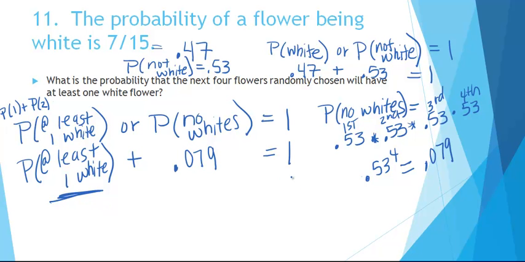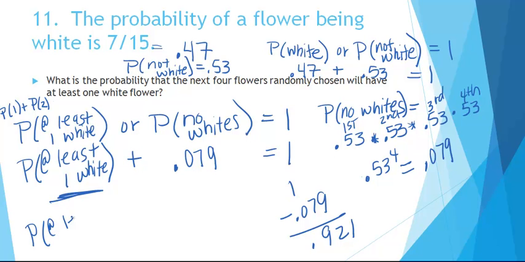Well, we can easily get that now. We can just take 1 and subtract 0.079, and then we get 0.921. So the answer to the question, the probability of at least one white, would be this 0.921. Okay?